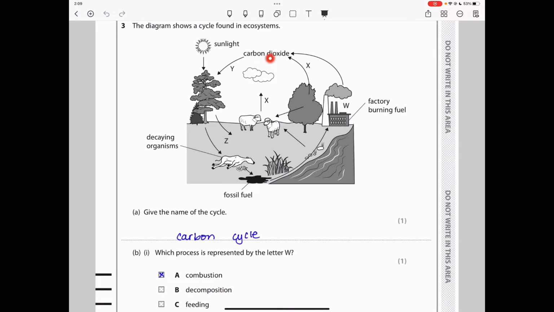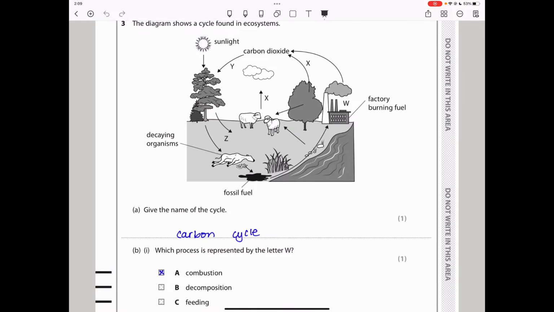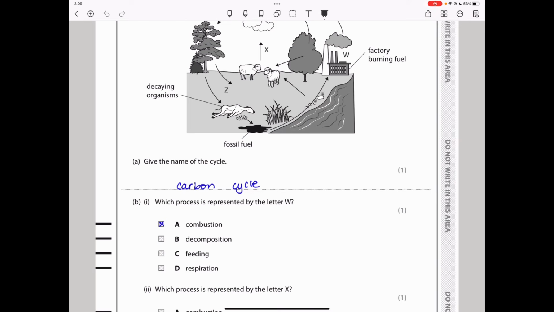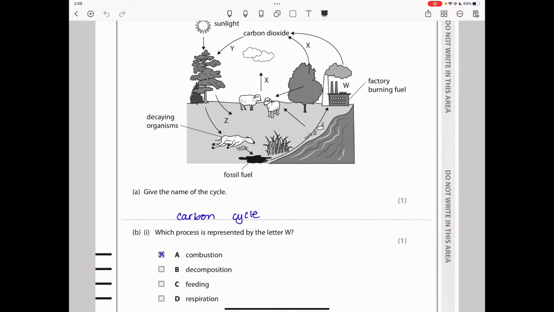So because this cycle involves carbon dioxide and involves fossil fuel combustion, we can say this is the carbon cycle. It should be the carbon cycle. So the next part says, which process is represented by the letter W? Let's see, W, where is it?